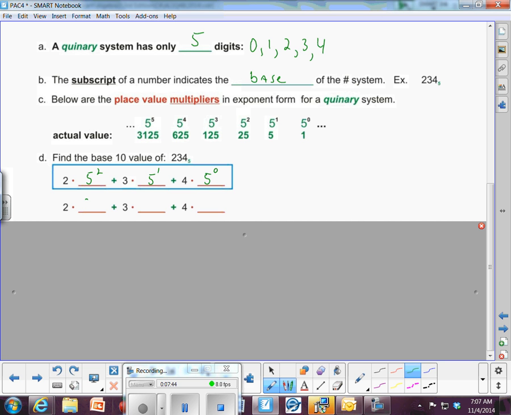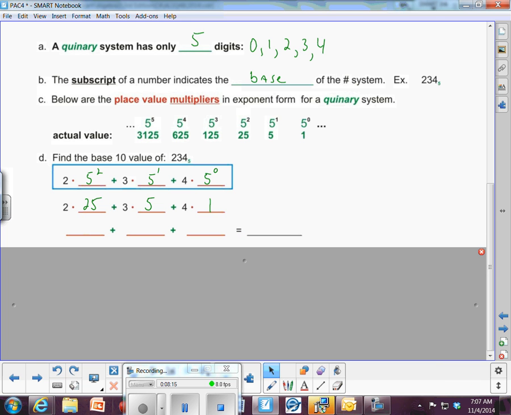5 squared we know to be 25. 5 to the first, a 5. And anything to the 0 power is... Do you remember why anything to the 0 power is 1? Quick review. Remember, the 0 power is the base divided by itself. So what is 5 to the 0 power? 5 divided by 5. And anything divided by itself is 1. So anyhow, we've got a 1 there.